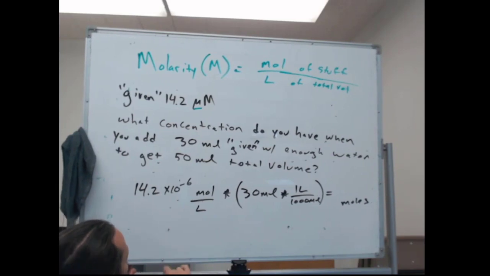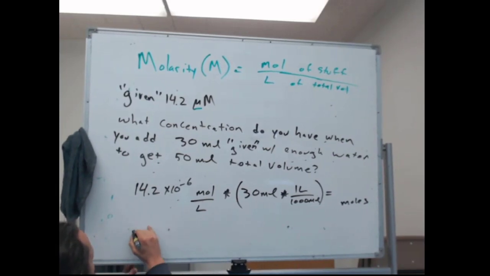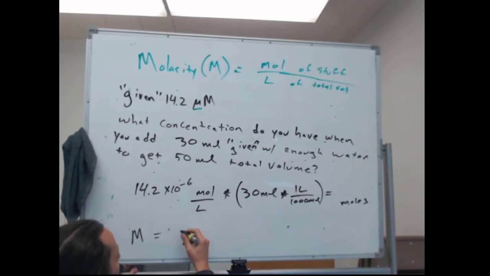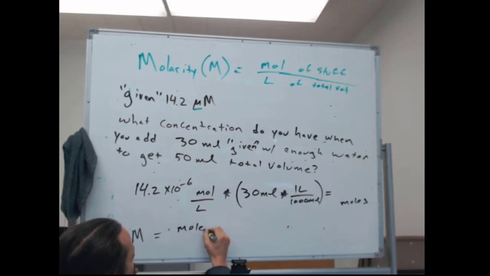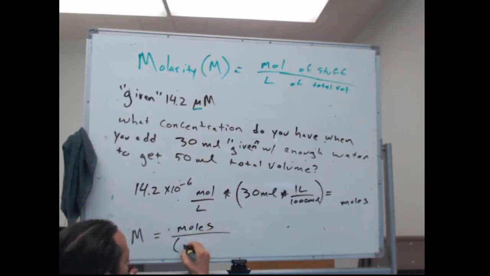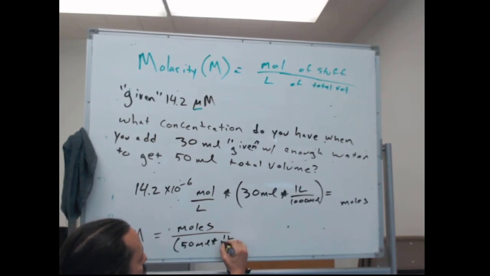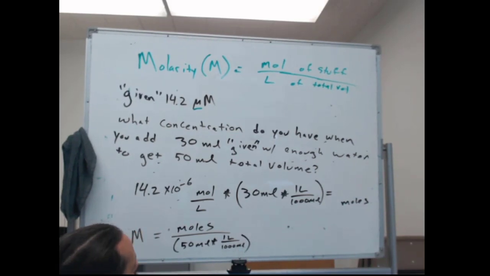After we get that number of moles of yellow dye, just to conceptually think it through, we can say that our eventual molarity is going to be that number of moles that we calculate divided by our total volume, that 50 milliliters, again converted to liters by dividing by 1,000. Get your calculators and calculate.